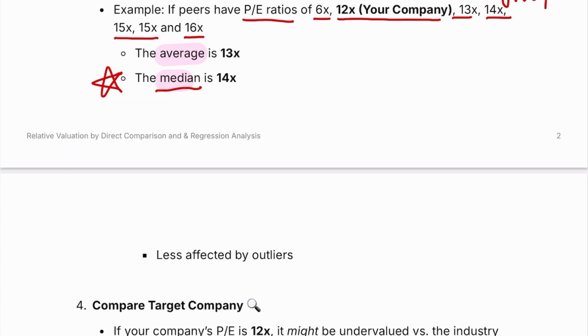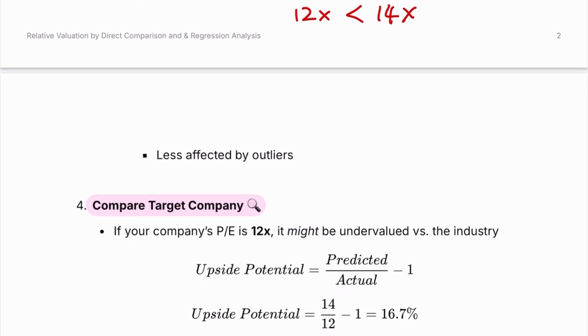Now let's move to the last step, compare the target company. Our company's PE ratio is 12, so compared with the median, it's less than 14. So we can find the upside potential, that is the predicted value divided by the actual value minus 1. So here, the predicted value is actually 14, as this is the median of the peer group. And the actual value here is 12. So we can see there's upside potential of 16.7%. We can also use this formula for finding the downside potential.